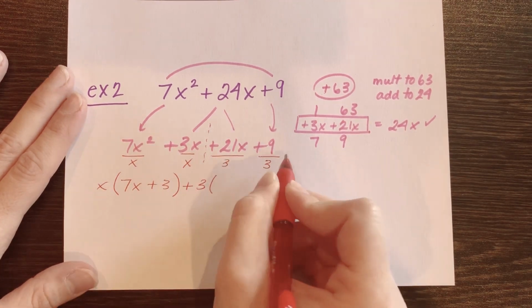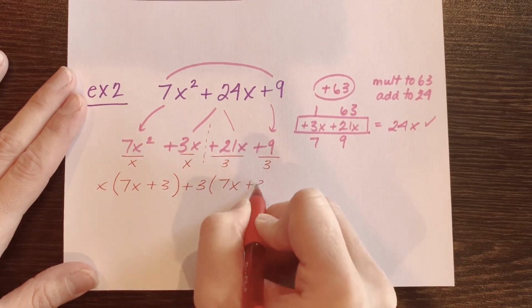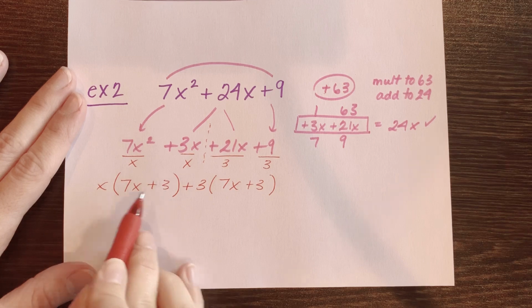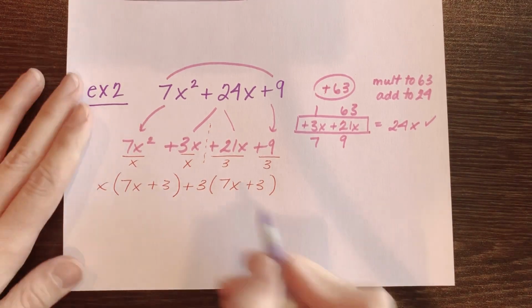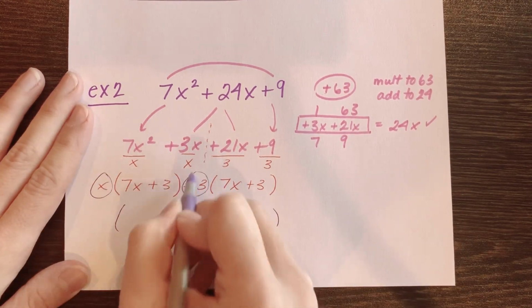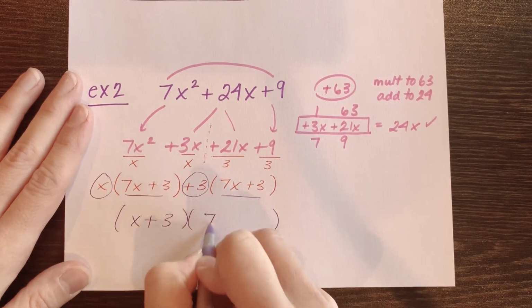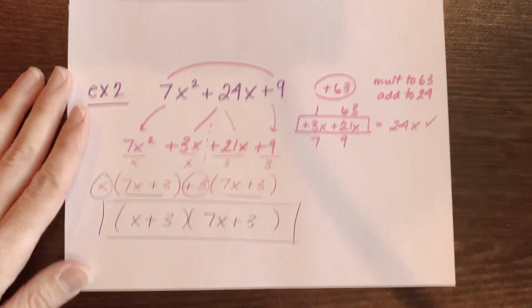What am I left with when I take out that 3? Let's see. 7x plus 3. Oh, goody. That's exactly what I wanted to see, right? That repeated. That means I didn't make a mistake. I don't think so. All right. So let me see. Final step. Group together my GCFs, x plus 3. Copy down that thing that repeated. That's my final answer. Box it.